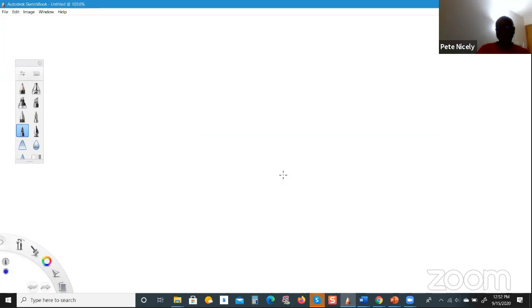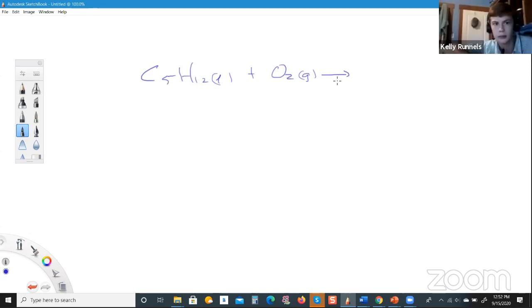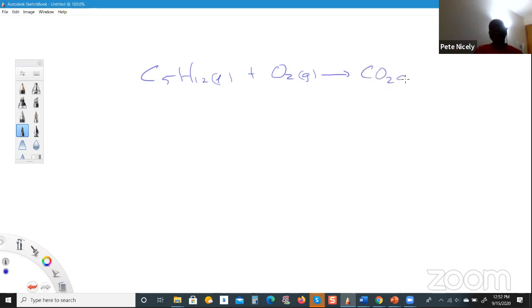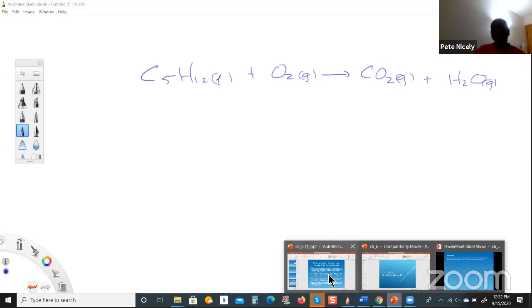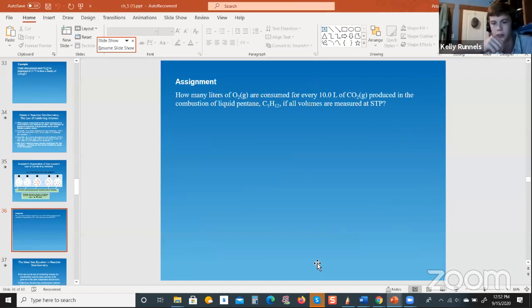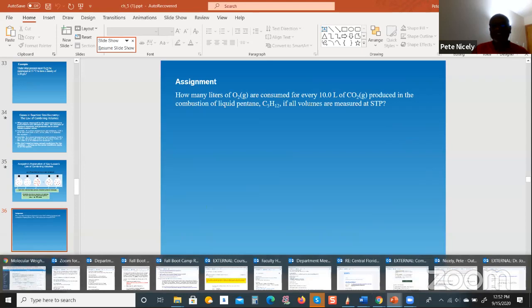So what are the reactants? One of them would be pentane, which is C5H12, a liquid, plus oxygen, which is a gas. And the products will be carbon dioxide, CO2, gas, and water, H2O, which I think is a gas in this case. Let me go back to the question and see how it's worded. It doesn't say, so it could be a gas or a liquid. Not important in this case anyway.